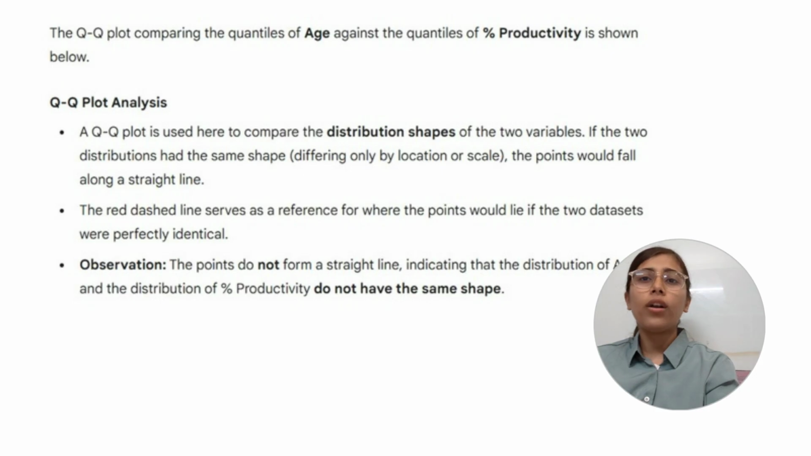Now the QQ plot analysis. A QQ plot is used here to compare the distribution shapes of two variables. If the two distributions had the same shape, differing only by location or scale, the points would fall along a straight line. The red dashed line serves as a reference for where the points would lie if the two data sets were perfectly identical. Now the observation: the points do not form a straight line, indicating that the distribution of age and the distribution of percentage productivity do not have the same shape.